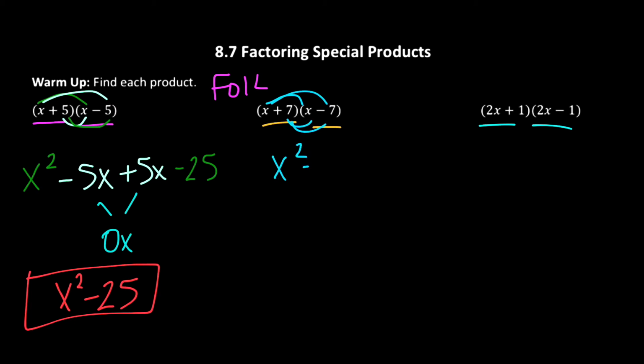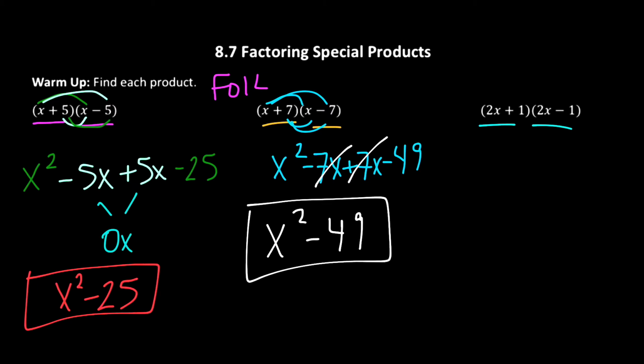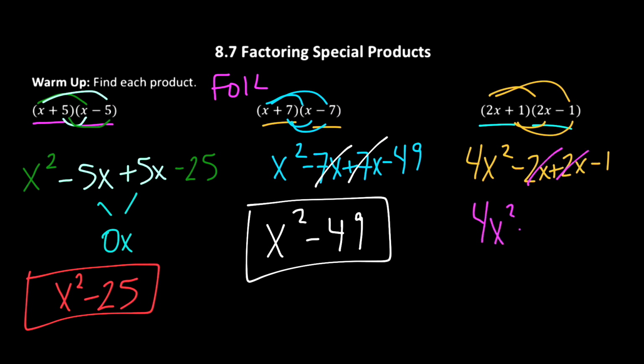We can notice something similar when we go through and FOIL the next one. So I have x squared minus 7x plus 7x minus 49. Once again, we see that these 7x's are canceling one another, and so we are left with x squared minus 49 as our final answer. And then lastly, when we FOIL these last sets of parentheses, I'm left with a 4x squared and then a minus 2x plus 2x minus 1.